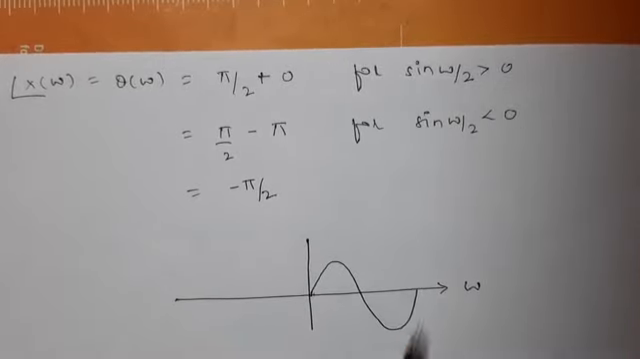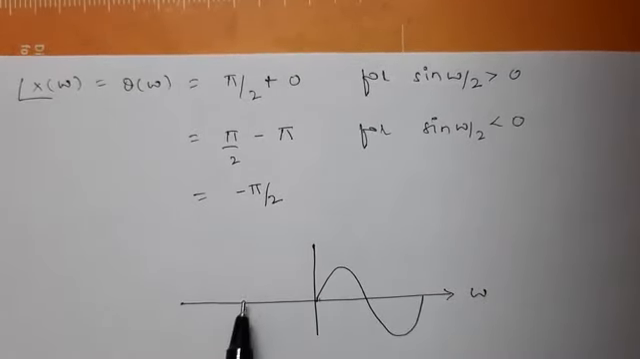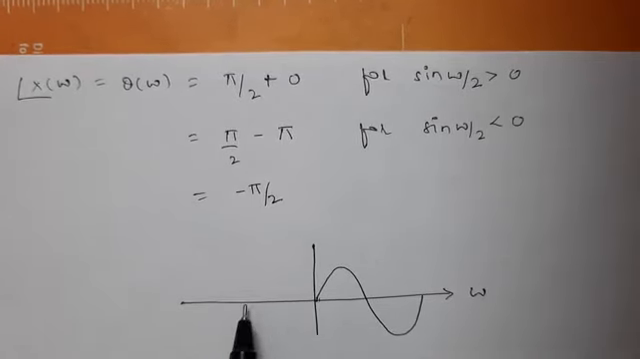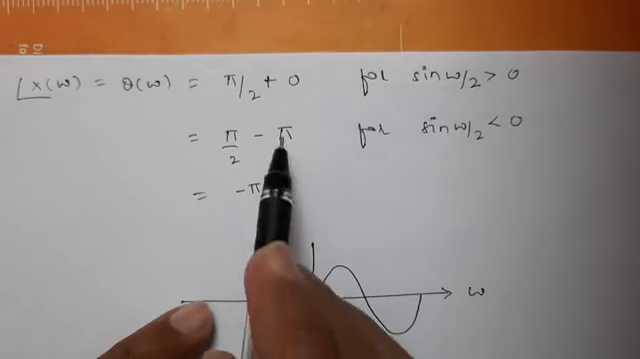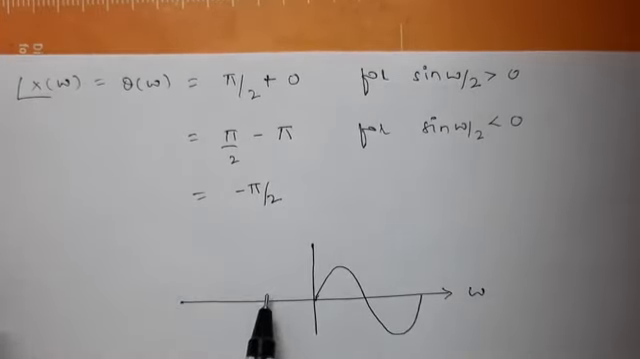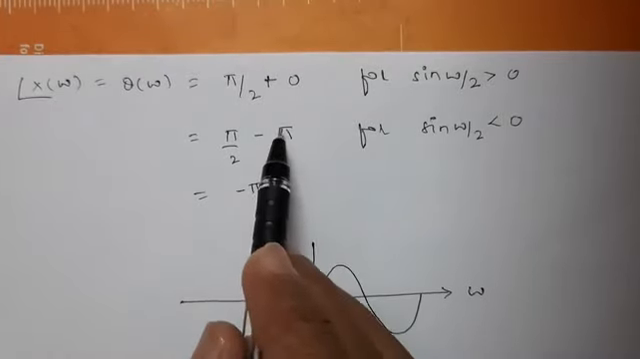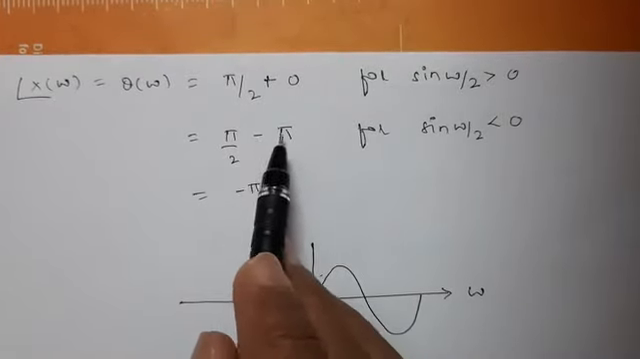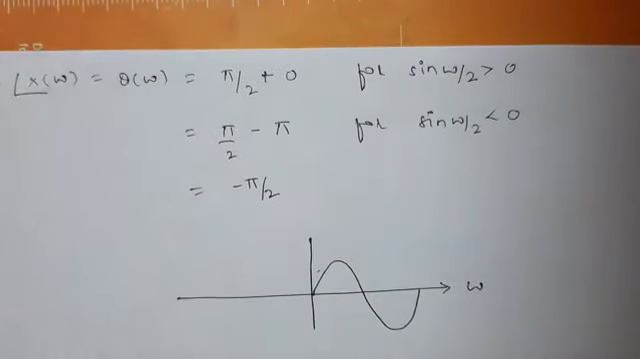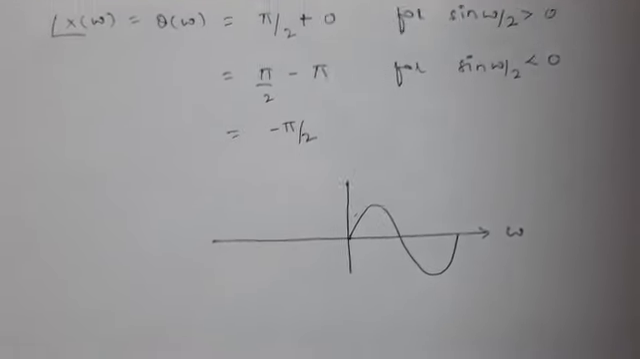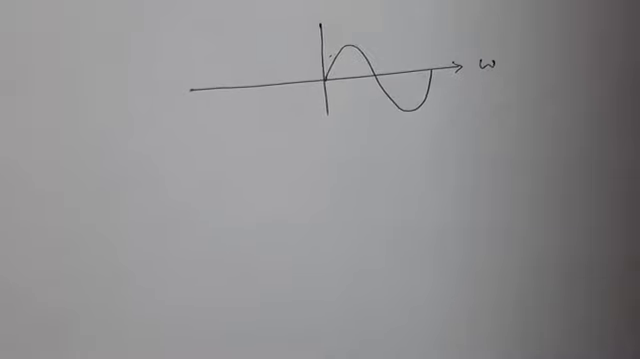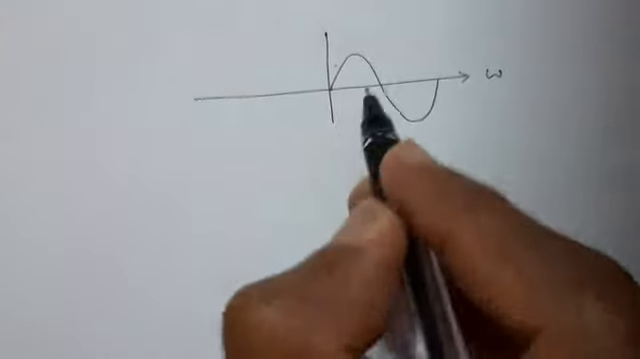Whereas when sine of omega by 2 is less than 0, somewhere on the left side, your angle is lagging or leading by what value? It is lagging by pi, and hence it is minus pi. Pi by 2 minus pi, you can write as minus pi by 2. And hence you can plot it. This is your sinusoidal signal.